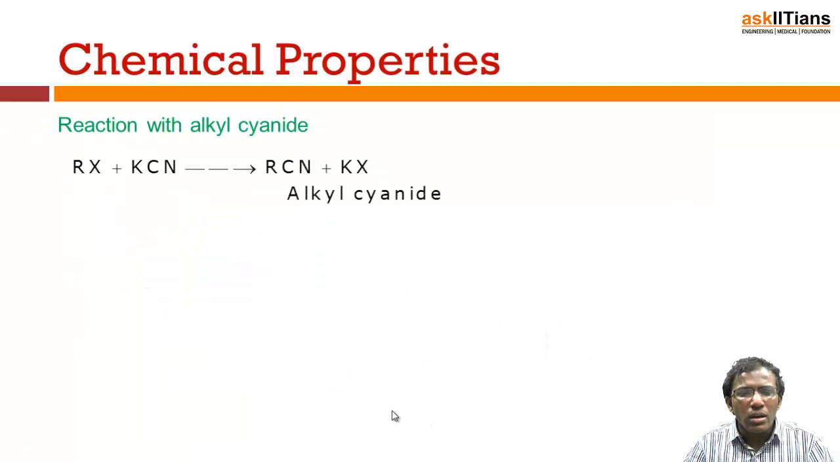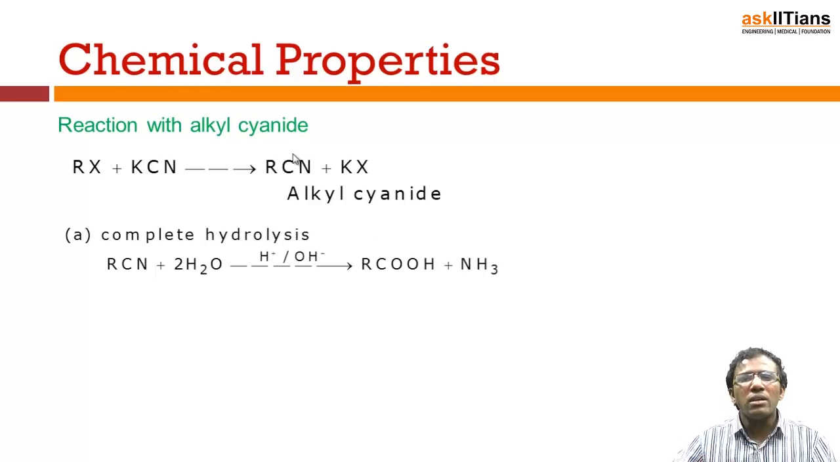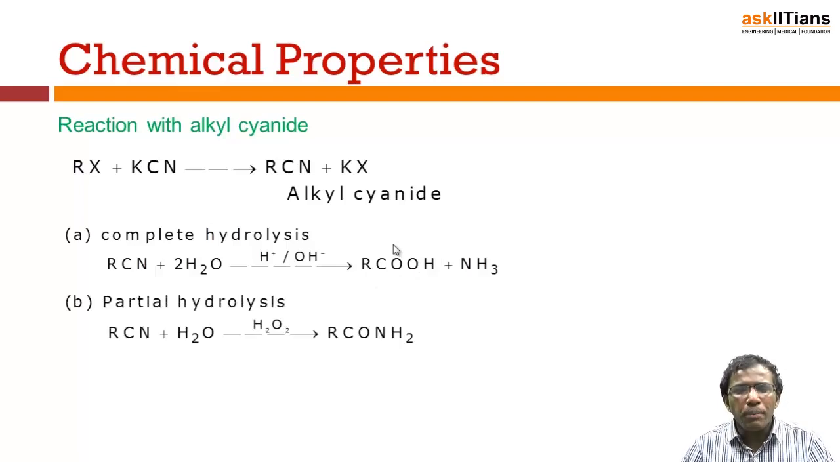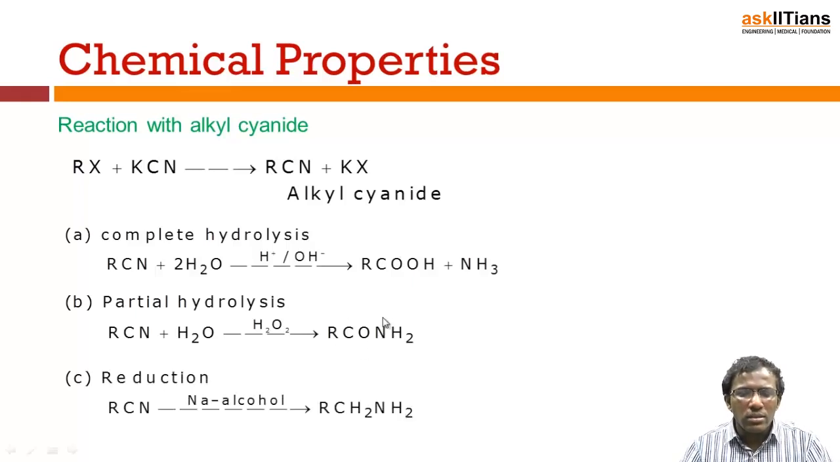And if you see the reaction with alkyl cyanide, the alkyl halide, upon reaction with potassium cyanide, let's suppose, produces alkyl cyanide. So this RCN is the alkyl cyanide, which upon complete hydrolysis produces acid, that is RCOOH. But if it is a partial hydrolysis, then the reaction will end up producing amide, that is RCONH2. This is the amide, and this RCN can also undergo reduction and produce amine.